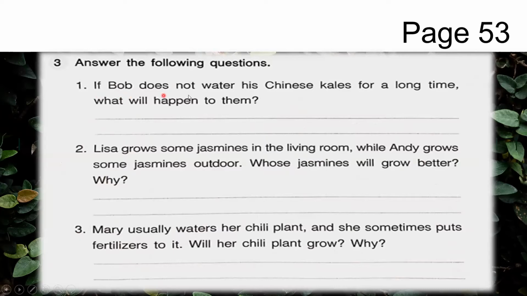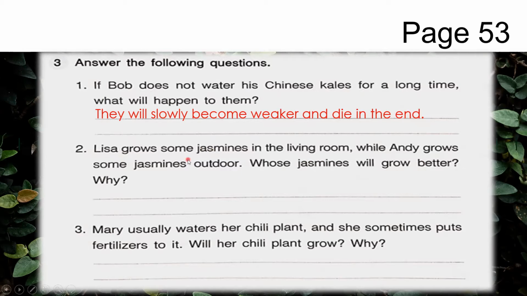If Bob does not water his Chinese kales for a long time, what will happen to them? What do you think will happen to the Chinese kales? That is right. They will slowly become weaker and then they will die. Okay, let's proceed to number 2.